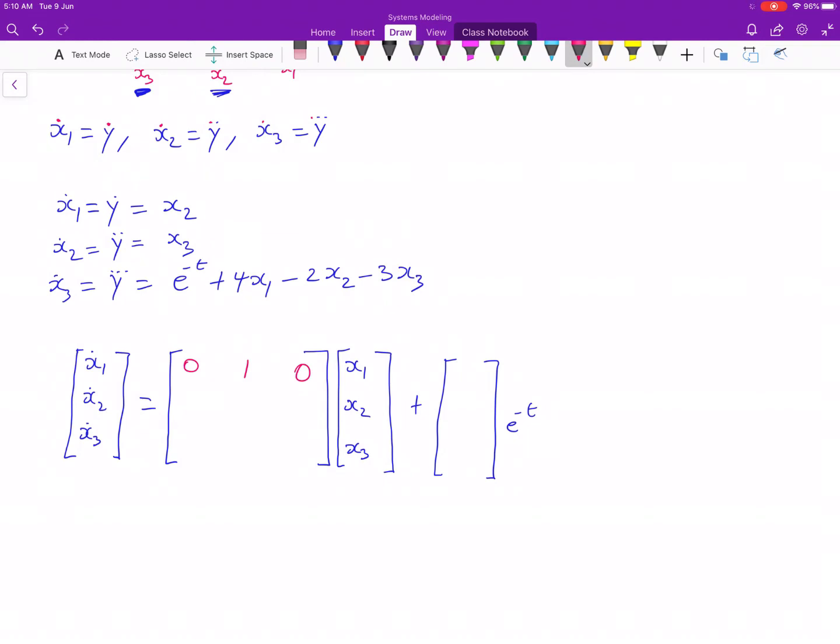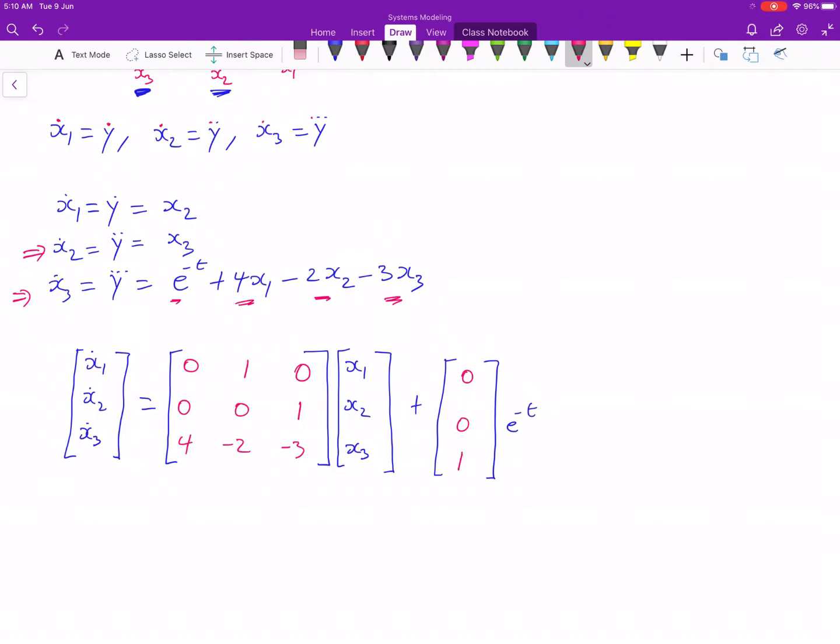x2 dot is x3. So x1 is 0, x2 is 0, x3 is 1. Next one is x3 dot. So x3 dot, at x1 we have 4, x2 we have minus 2, x3 we have minus 3, and plus e to the minus t, meaning that on x1 we have 0, 0, and 1 here.